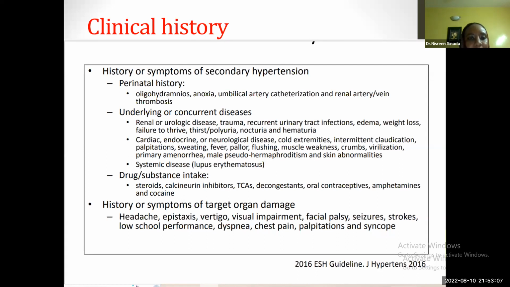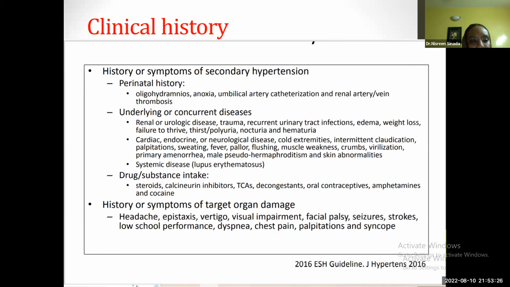Then also you ask about cardiac, endocrine, neurological symptoms, or cold extremities, intermittent claudication, palpitation, sweating, fever, pallor, and flushing. And you also look for systemic disease like the possibility of lupus erythematosus. You ask about any drugs.